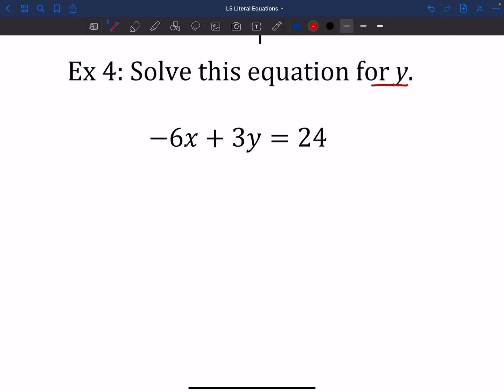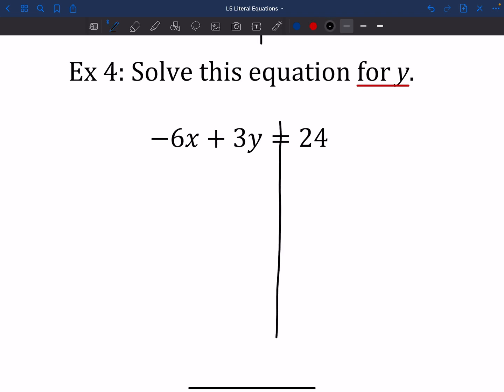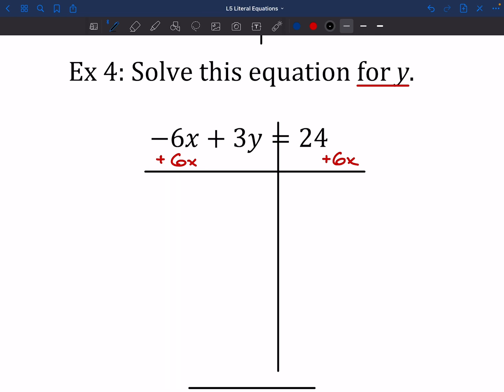Again, the important thing is to keep an eye on what it is that they're asking for. I want to solve this one for y. So that y needs to be by itself. All right, so on here, same kind of deal to start off. I'm moving those x's over, so we're going to add 6x to both sides. You might notice that when I'm adding 6x over on the right-hand side, I kind of put it off to the side here.